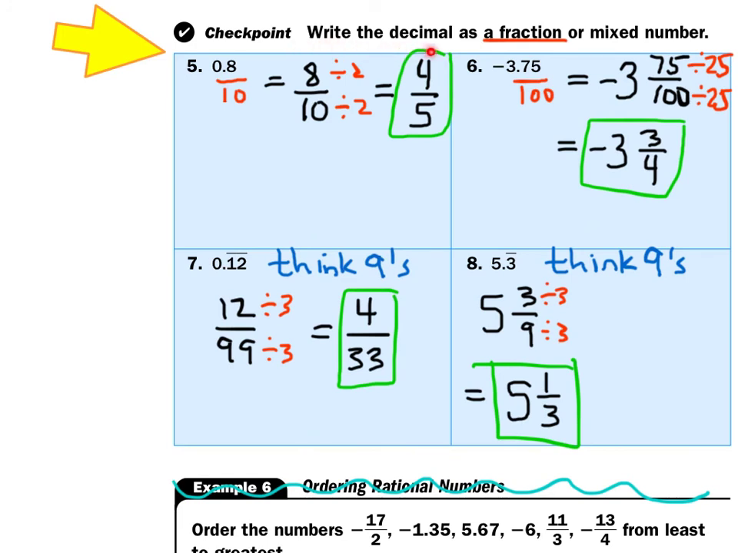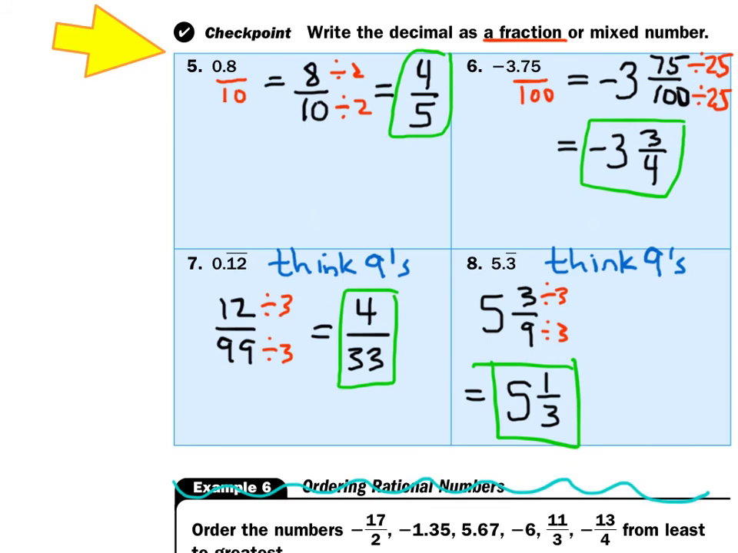Okay, so now they're going to ask us to write the decimal as a fraction or a mixed number. Take a look at number 5, 0.8. Well, since it's a terminating decimal, I use my red pen and I put a fraction bar under the number, and then under the decimal point I put a tiny 1, and under the 8 I put a 0. So I can see that it's 8 over 10, and then I just reduced it and got 4 over 5.